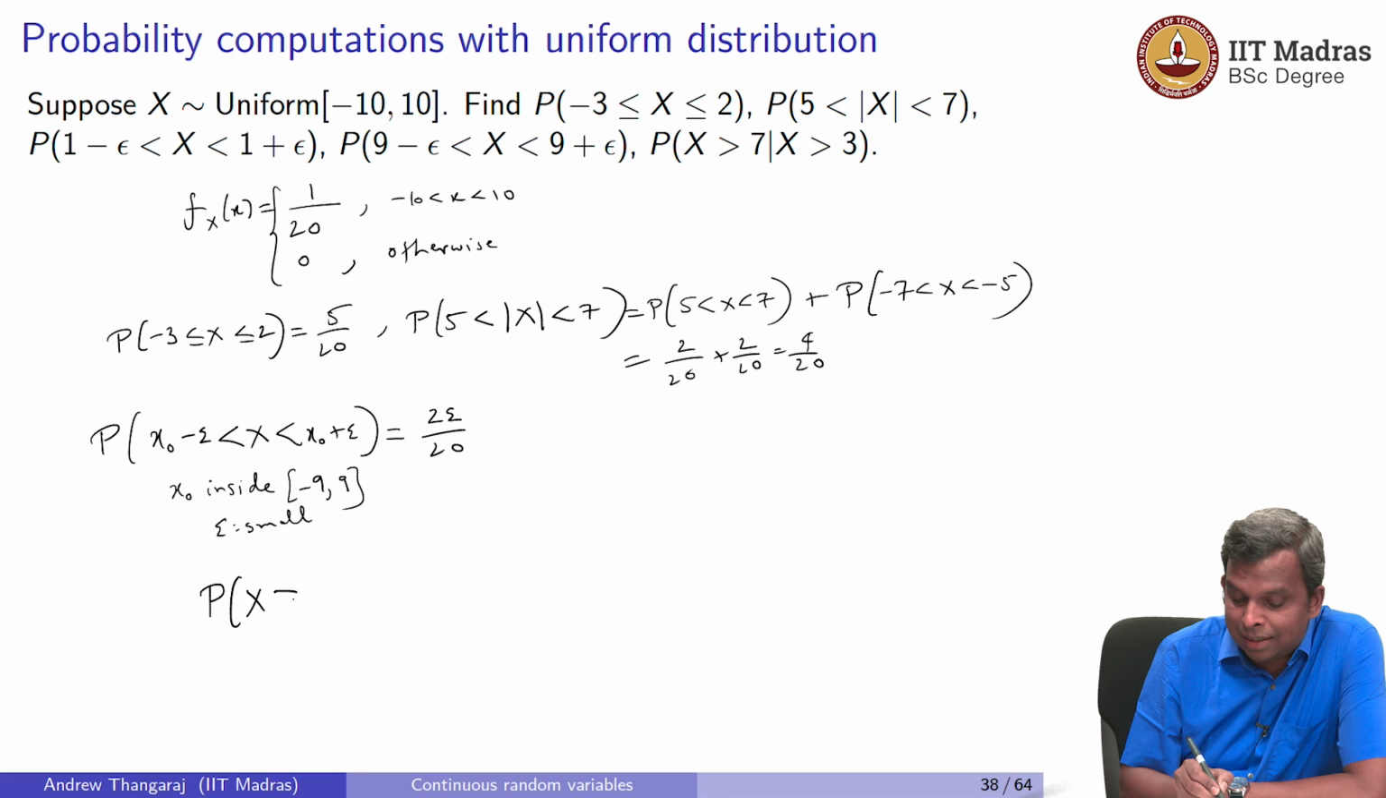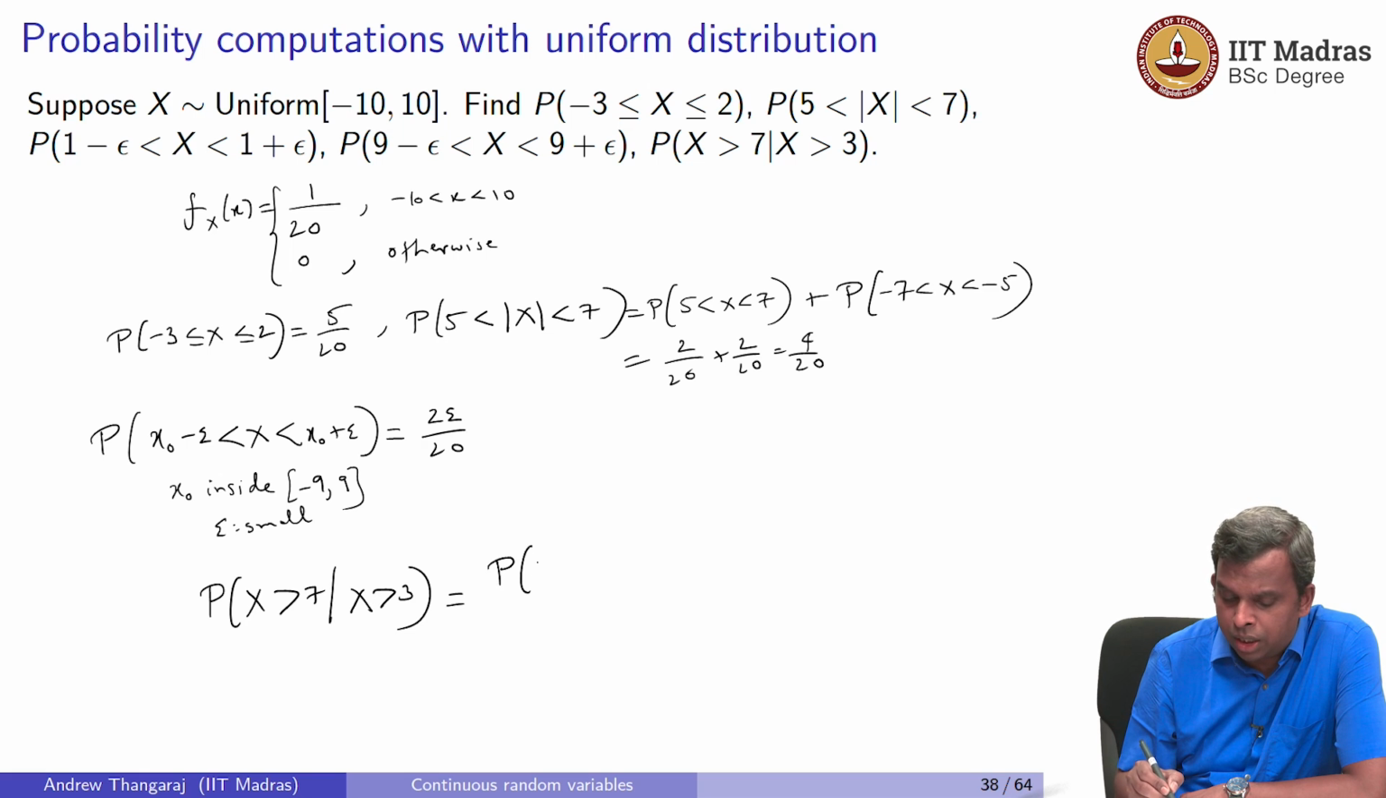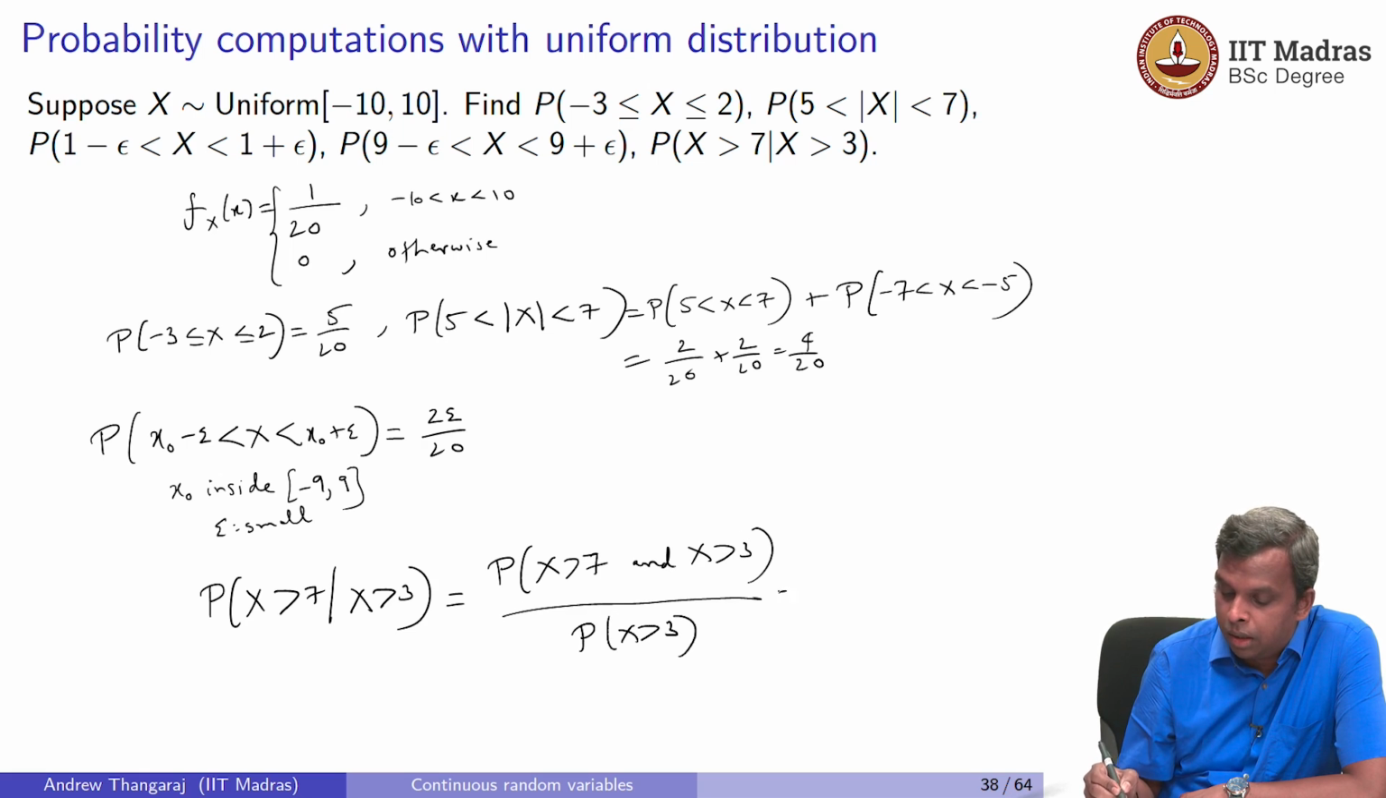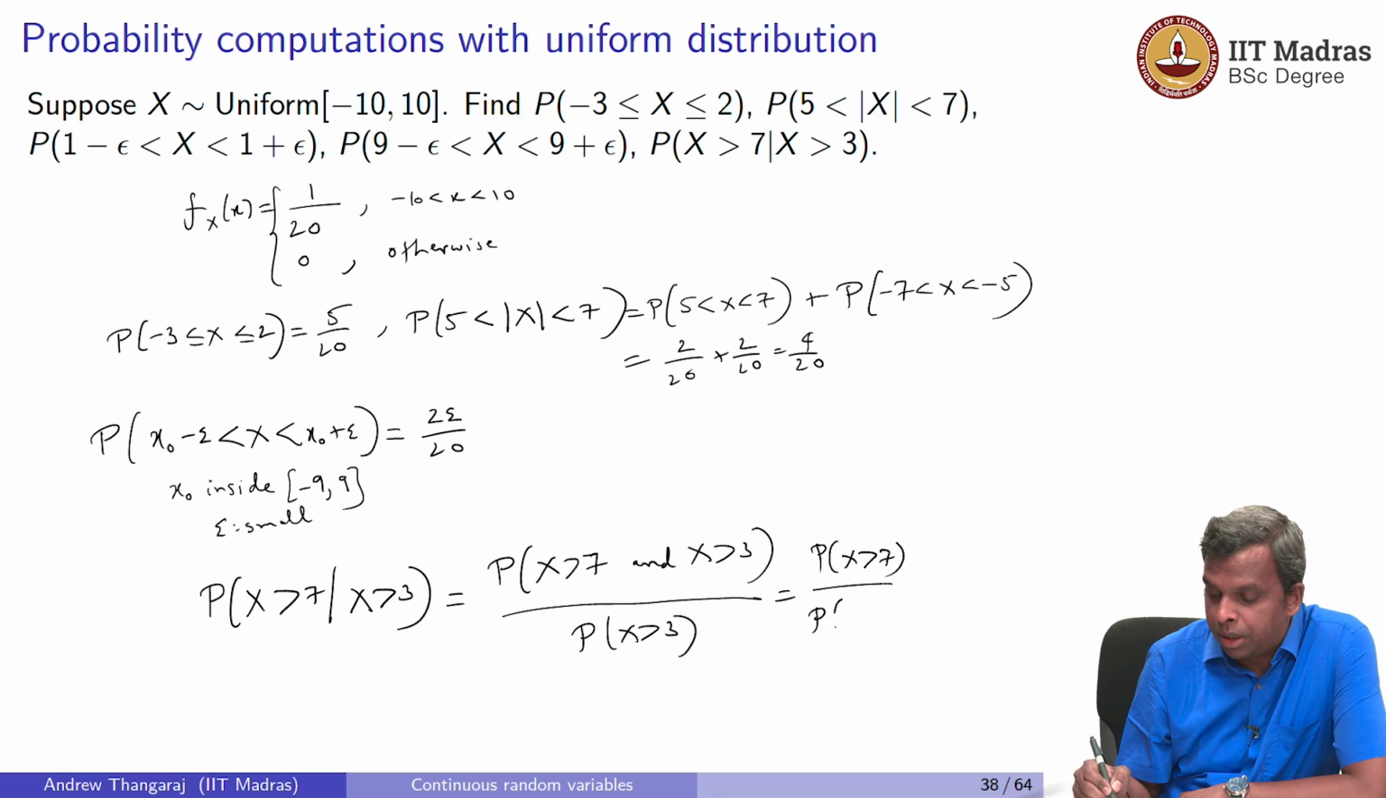Maybe this is a bit interesting. It's the probability that x is greater than 7 given that x is greater than 3. So this is just conditional probability. What is the conditioning? x greater than 7 and x greater than 3, so this is the intersection divided by the probability that x is greater than 3. The probability that x is greater than 7 and x is greater than 3 is just the probability of x being greater than 7. Greater than 7 is 3 by 20, greater than 3 is 7 by 20, so that's just 3 by 7.